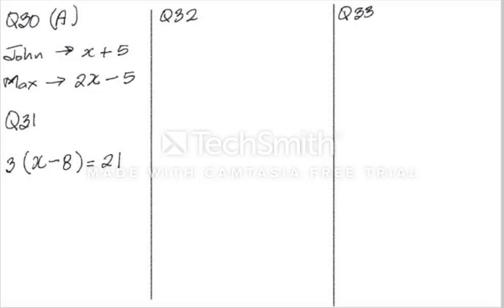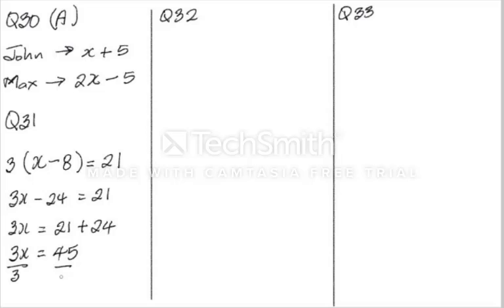All right, distributive law. We have 3x minus 24 is equal to 21. 3x is equal to 21 plus 24. 3x is equal to 45. Dividing both sides by 3, we get x is equal to 15. So the answer for 31 is D.